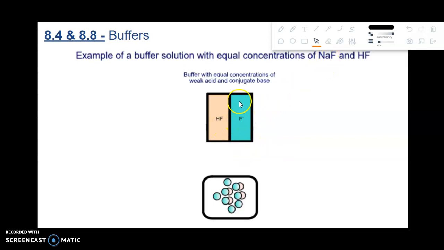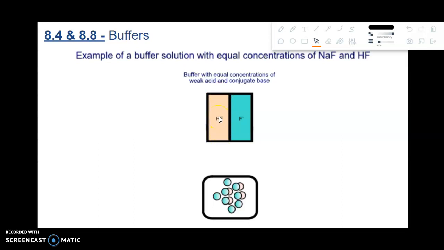So let's assume that we made a solution, and we took hydrofluoric acid and we dissolved sodium fluoride in it. In that solution, we're going to have a bunch of different species present. The sodium will be floating around as a spectator, but more importantly, we're going to have some acid and we're going to have some conjugate base. Now, if the concentrations are equal, that makes a very strong buffer because the addition of base is going to react with some of this acid, and that's going to resist the pH change.